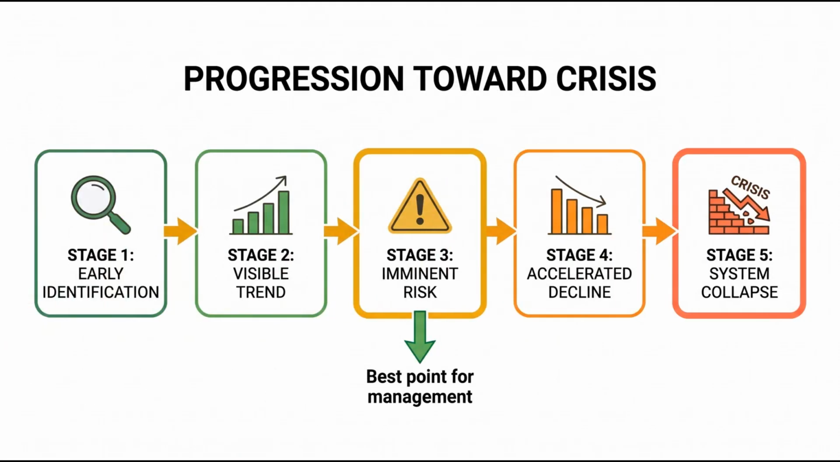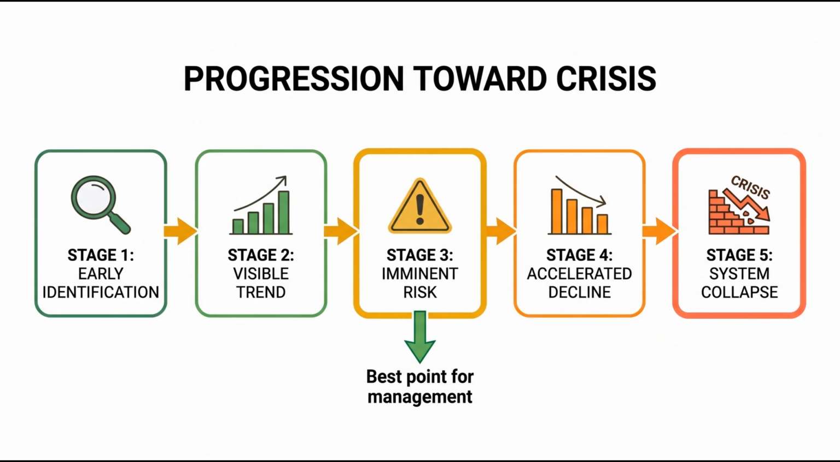Now look at the 5-stage depletion cycle on screen. This is a framework for understanding how any resource, renewable or non-renewable, moves from abundance toward crisis. Stage 1 is discovery. The resource is found. Its value is recognized. Industries and economies begin to form around it. Stage 2 is exploitation. Extraction grows. Demand rises. The resource becomes essential to the economy. Think of the global oil industry built in the 20th century.